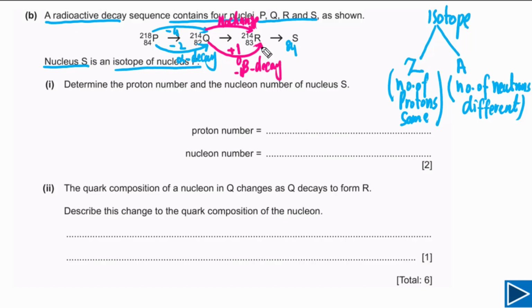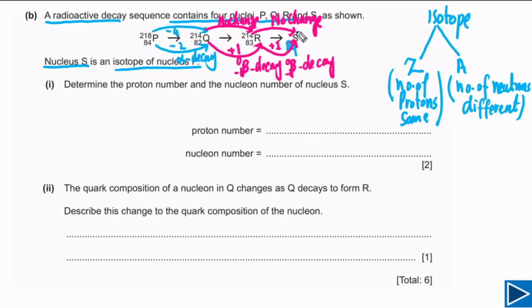Now we need to understand what is happening from R to S. If we go from R to S, atomic number increases by 1. So we can simply say atomic number increases by 1. If atomic number increases by 1, it simply means this is also beta minus decay. So this is beta minus decay because atomic number increases by 1. So in beta minus decay, mass number does not change. So it means the mass number will not change. So these are the basic things we need to understand what is happening.